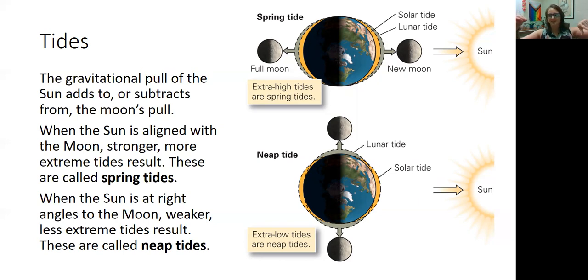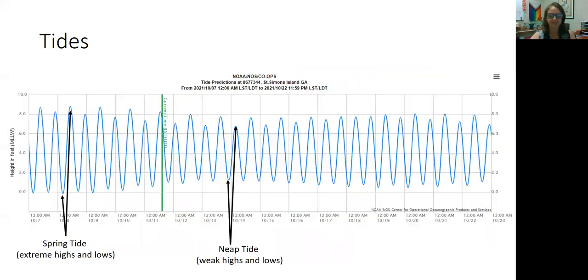But as the moon orbits around Earth, if that causes the sun to pull in one direction and the moon to pull in the other direction, those gravitational forces are fighting against each other. That means that the tides are going to be weaker, and we call those the neap tides. Right? So we've got these extreme spring tides, smaller neap tides. And here, spring has nothing to do with the season, right? It actually happens about every 2 weeks.